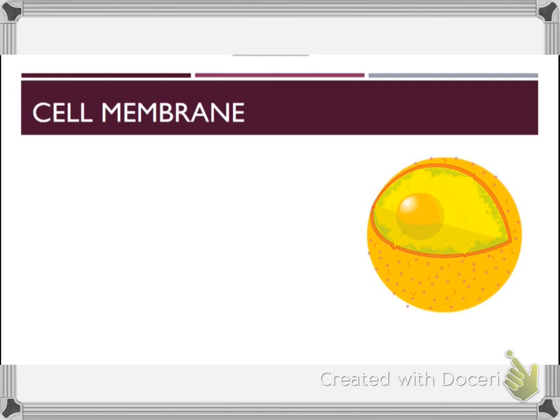Our first organelle that we're going to talk about is the cell membrane. All of these next probably 7 or 8 organelles are found in both plant and animal cells. I'll tell you when we get to the end of that.